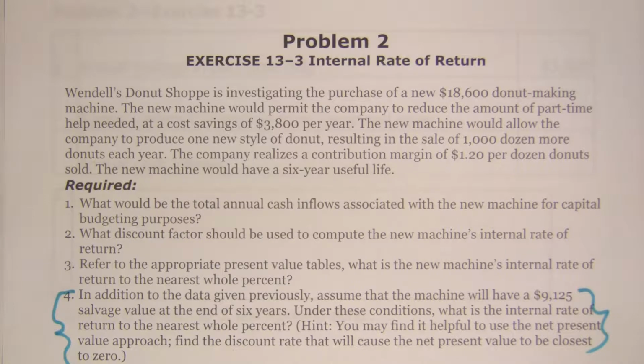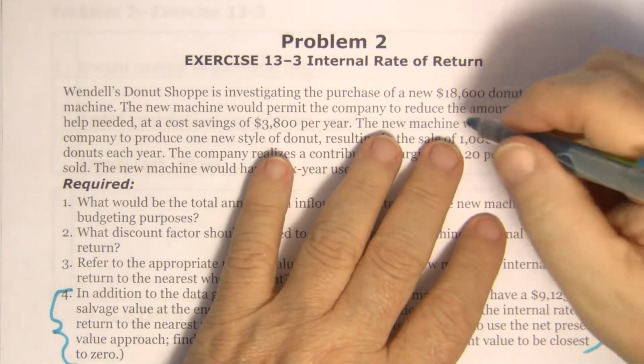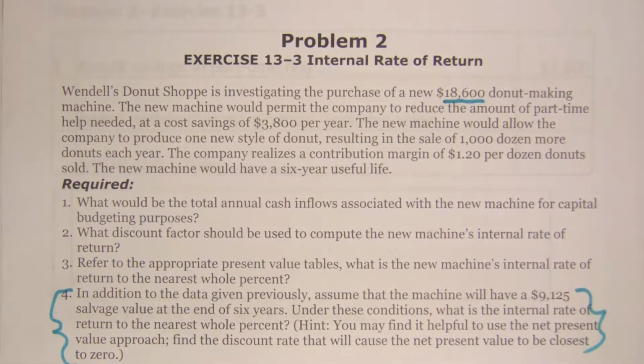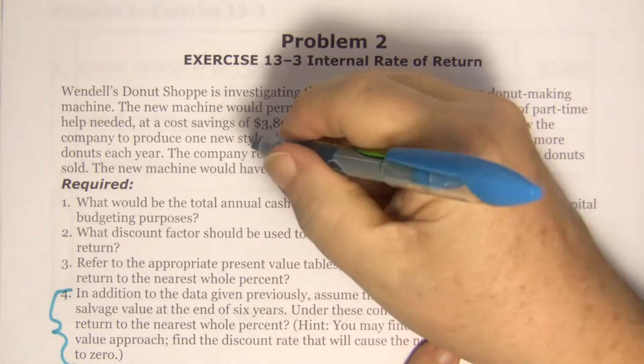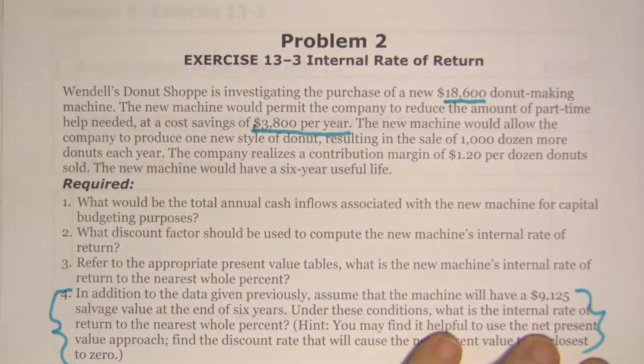Okay, this donut shop is investigating the purchase of a new $18,000 machine. This will allow them to cut back on their part-time help, which will save them $3,800 per year. That is basically a cash flow. You're not spending cash going out. It effectively has the same effect on the company as cash coming in.